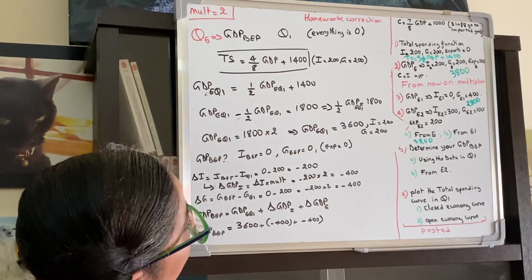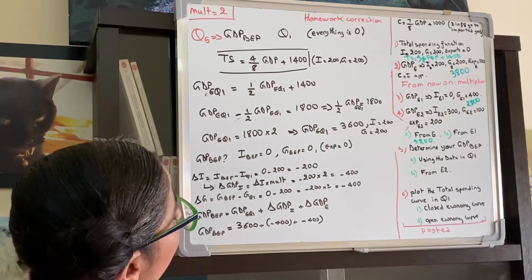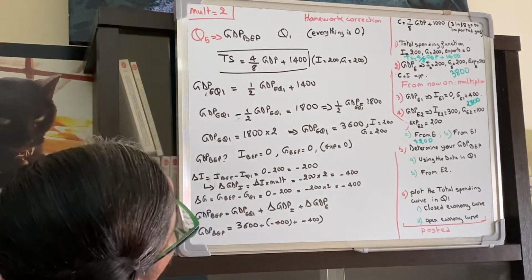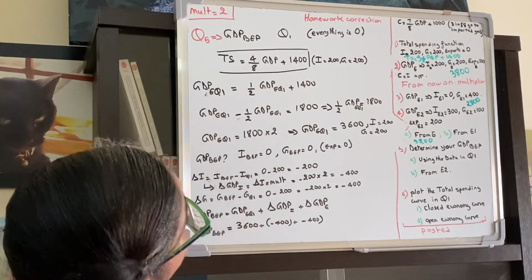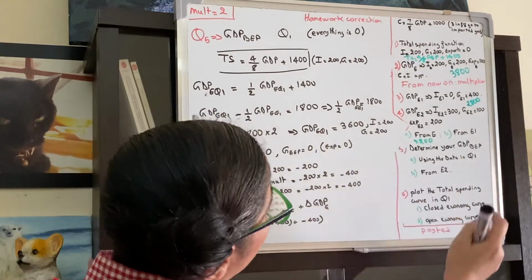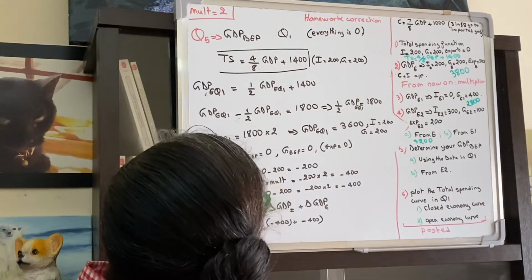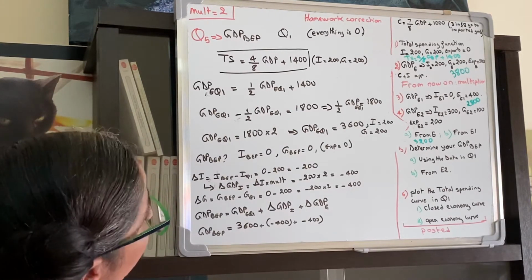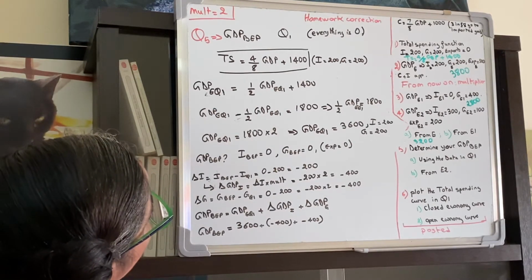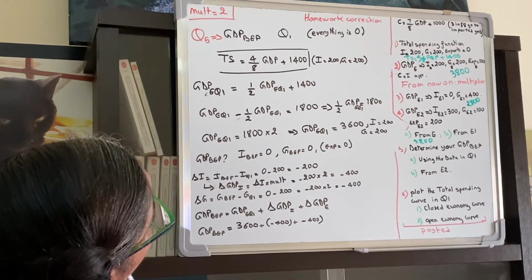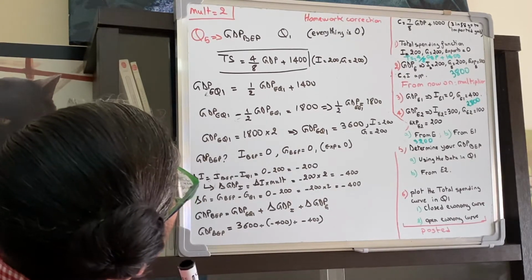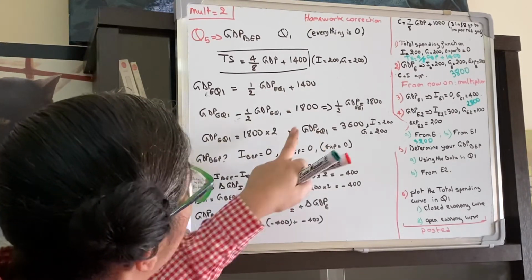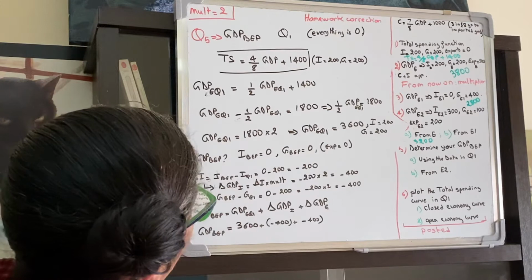Huh. Something's wrong here. Anyway, so I have... Oh, I forgot exports. I don't have any exports. What am I doing? 1,400 times 2. That would be 2,800. What am I doing here? It's 2,800 in here. Why do I have 3,600?